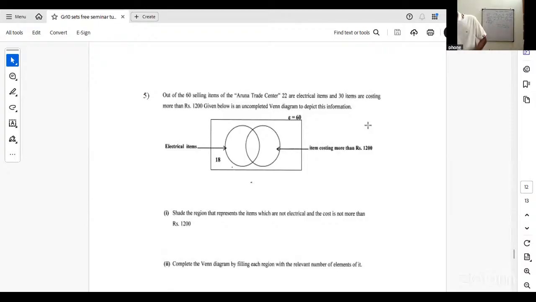Shade the region that represents the items from electrical items, the non-electrical items, and that cost not more than 1,200. The cost is not more than. So the non-electrical items are not costing less than 1,200. The outside. Okay. Number 2.